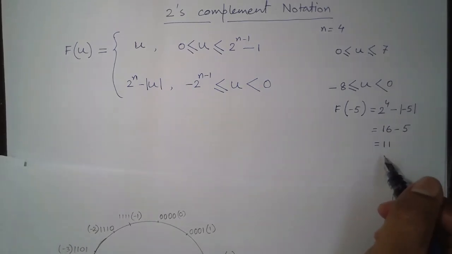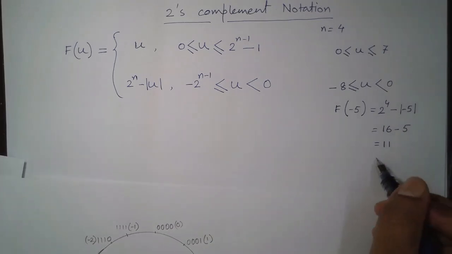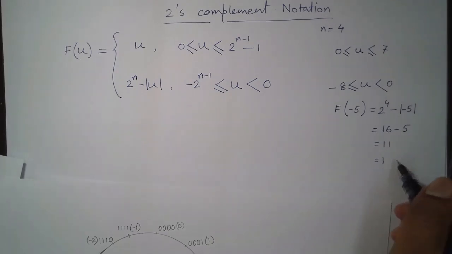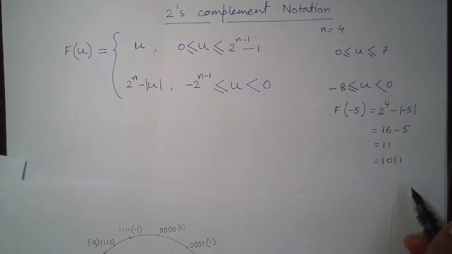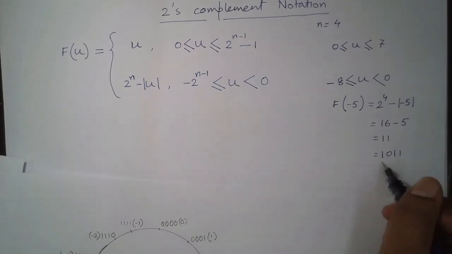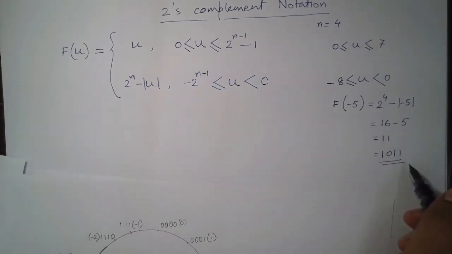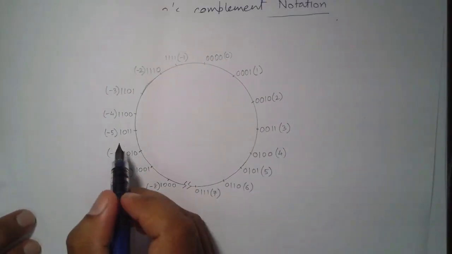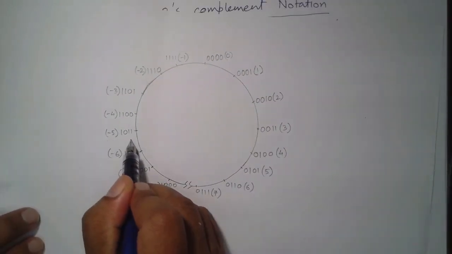Now what is the binary representation of 11? So basically it is 1, then 0, then 1, 1: 8 plus 3, right. So this is the binary representation of 11. So this is what you see, which is represented as minus 5. All right.